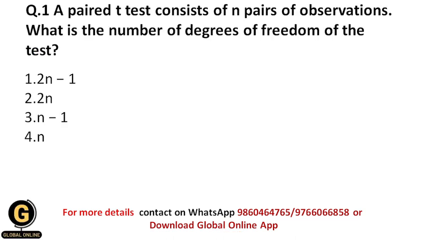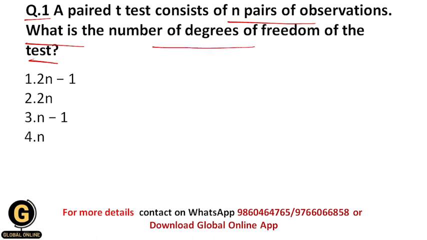Now let us start with today's session. Question 1: a paired t-test consists of n pairs of observations. What is the number of degrees of freedom for the test? So here there is a paired t-test consisting of n pairs of observations, and we need to find the number of degrees of freedom.